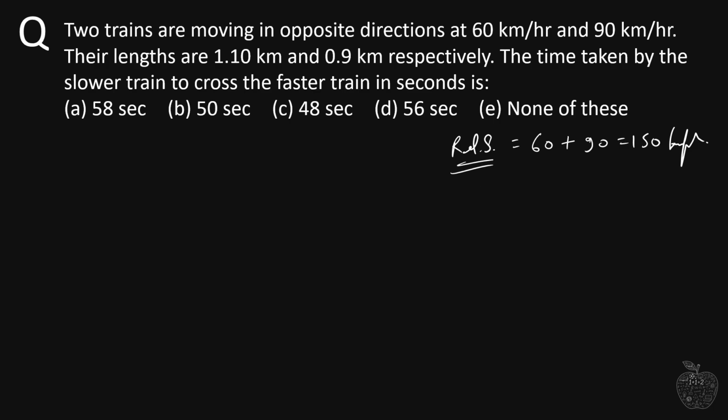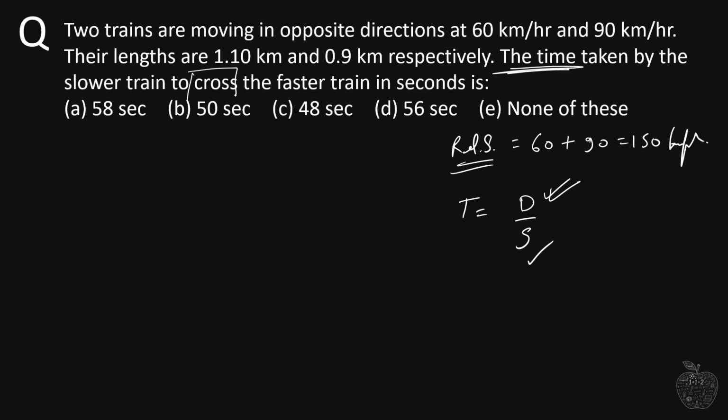Okay, now we have got our relative speed. Now the question is asking us to find the time. In order to calculate time, we know that time is equal to distance upon speed. We have got our speed here, but what is the distance? We don't know that. Let's find out the distance, for the time taken by the slower train to cross the other.